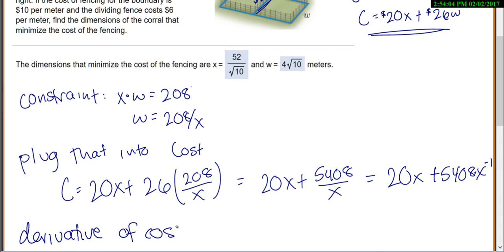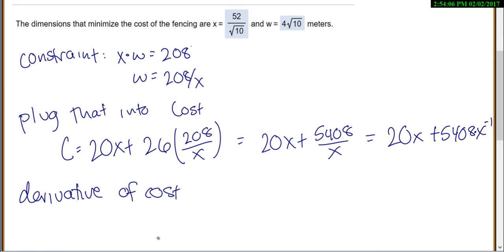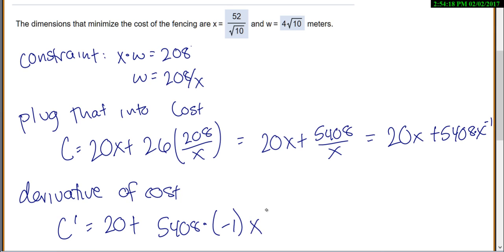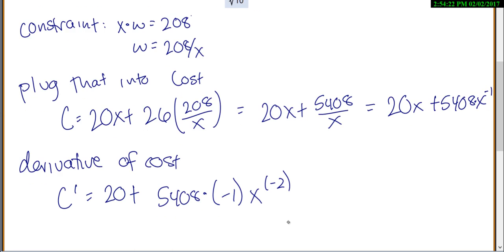Okay. So now we take the derivative of cost, because we got it down to one variable, so we can actually take the derivative. So the derivative of cost is going to be, derivative of 20X is just 20, and that 5,408 stays there, and then we bring down the -1 as the power. We'll have X, and you drop the power by 1, so -1 minus 1 is -2. So this is 20 minus 5,408 over X squared.